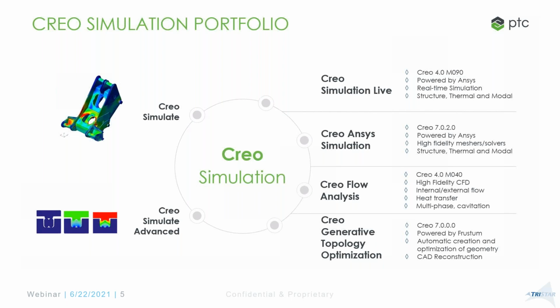But starting Creo 4.0, PTC started partnering with Ansys to take advantage of some of the new real-time simulation capability from the Discovery product line from Ansys. So Creo Simulation Live is powered by Ansys. There's also a new one they released in Creo 7.0.2.0 called Creo Ansys Simulation, for much higher fidelity, an Ansys mechanical solver-based analysis tool. And then you've got Creo Flow Analysis for high-end CFD, as well as generative topology optimization. So these are purchasable extensions.